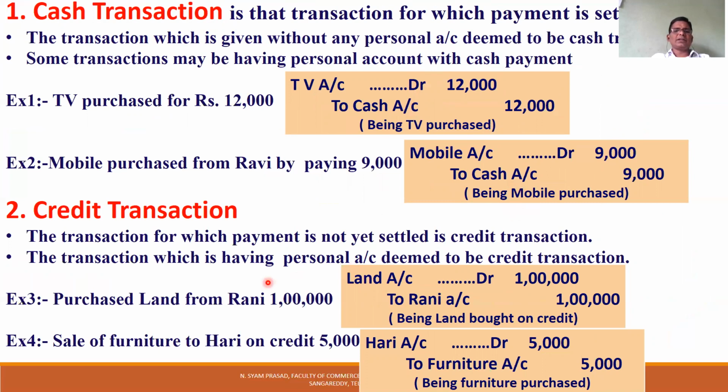How do you identify a credit transaction? When a personal account is shown, automatically that means cash is not settled. Credit transaction: purchase of land from Rani, so land is coming in, land account is debited, and Rani account is credited. Sale of furniture to Hari, so Hari account is debited because Hari is a receiver, and furniture account is credited. When land is purchased, land account is debited. When furniture is sold, furniture account is credited. That you have to remember.